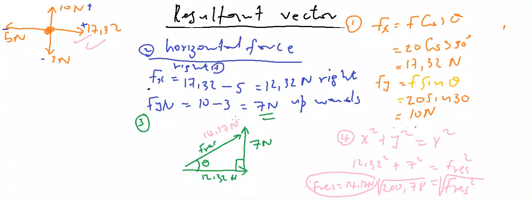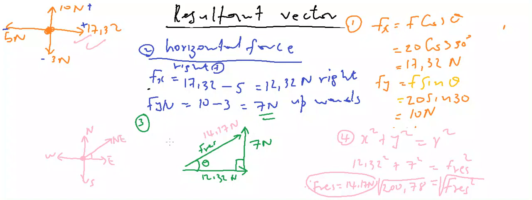Now if we look at its direction, we have north here, we have south down, east on this side, and west on this side. So our F-res stands like this. That is, if we look at this angle, that is north of east, north of east.